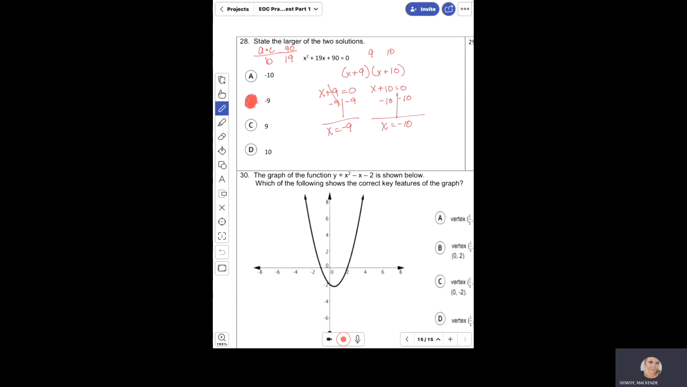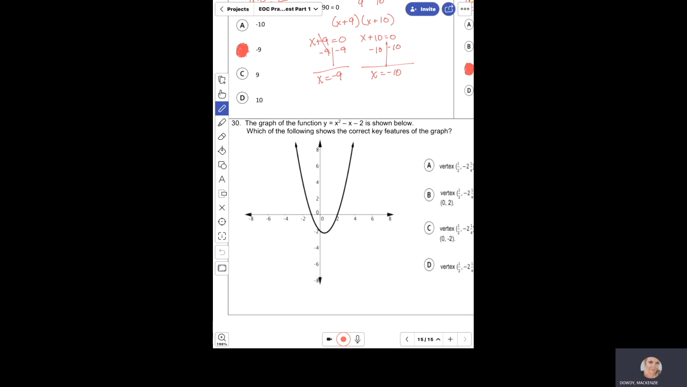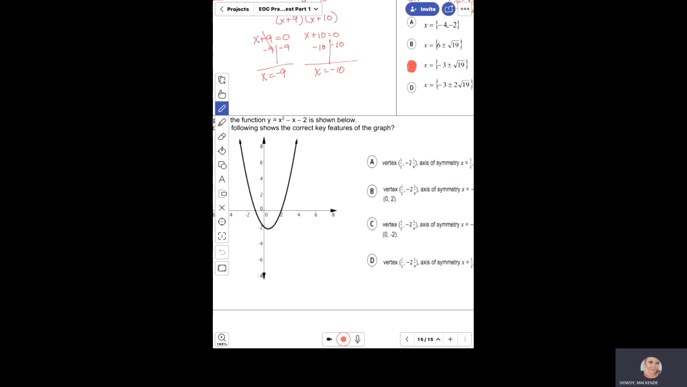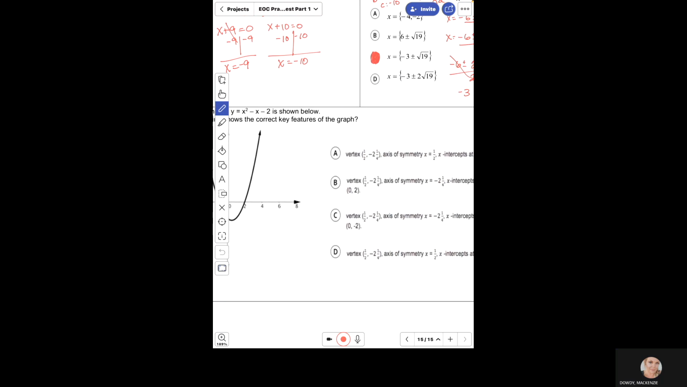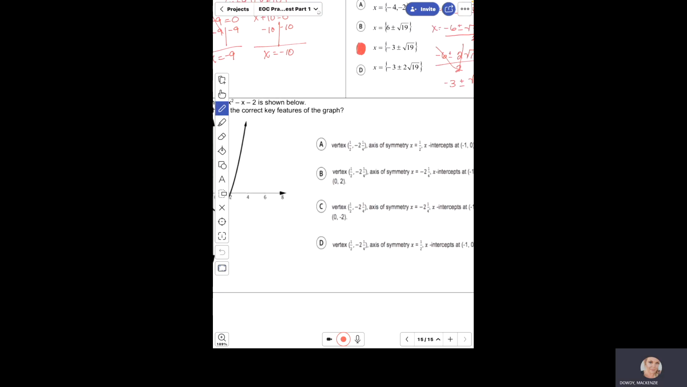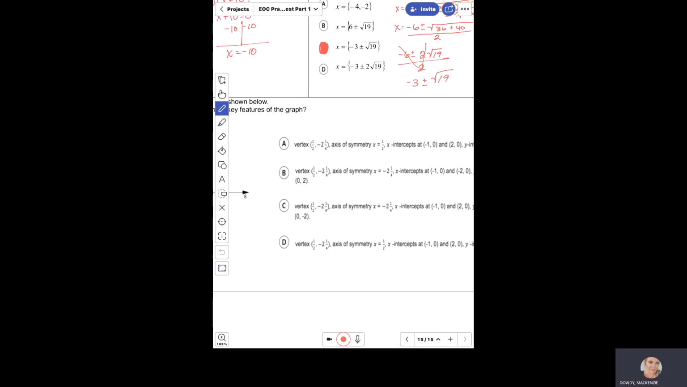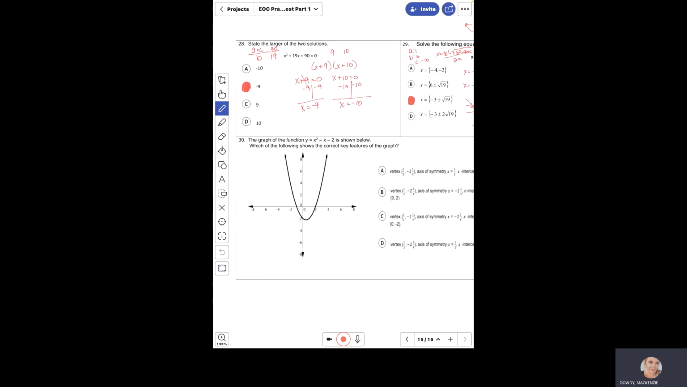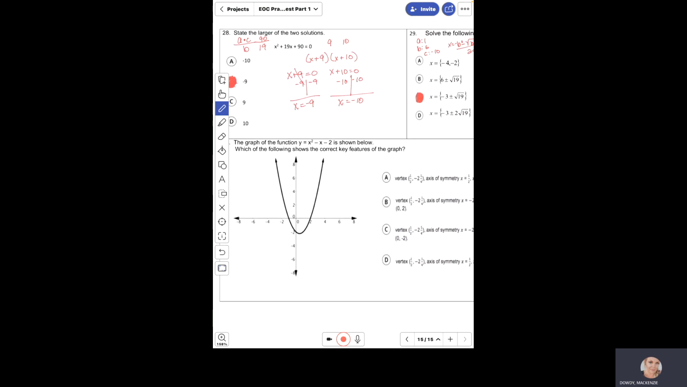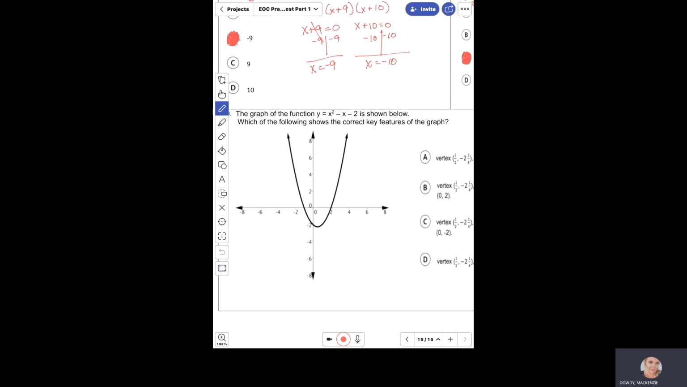Now we can do number 30. The graph of the function x squared minus x minus 2 is shown below. Which of the following shows the correct key features of the graph? So it's saying, where's our vertex? So it's looking for the vertex, the axis of symmetry, the x-intercepts, and the y-intercepts. So we're going to find those first before we go scrolling back and forth through all of them.